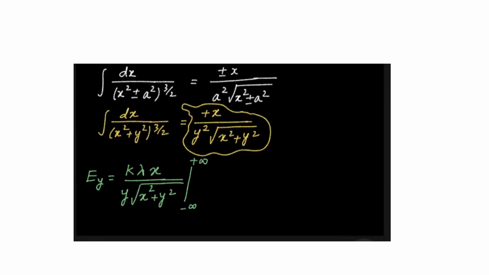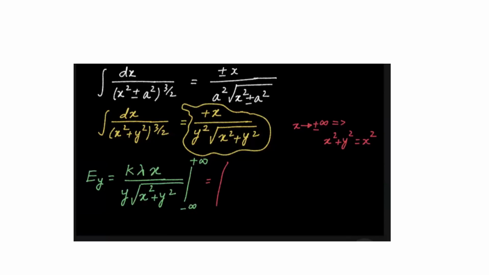Okay, now we need to calculate what happens at infinity. So when x goes to plus infinity, then one can say that x² plus y² is the same as x², because y is just a constant, but it's not infinity. And also at the same time, when it goes to minus infinity, you will still have x² plus y² equal to x². So in both cases, I can say that the denominator simply becomes x to the power of 2.